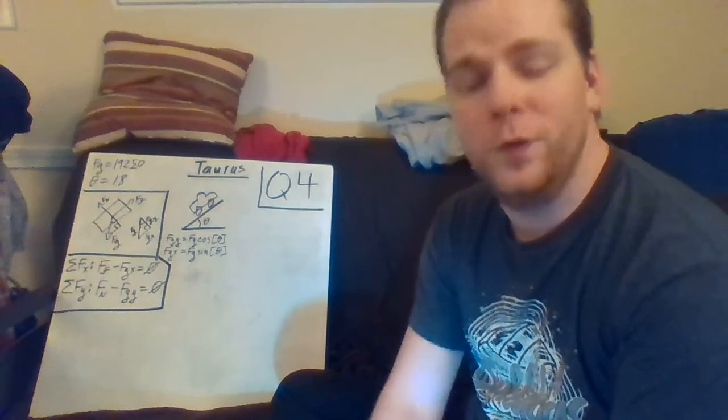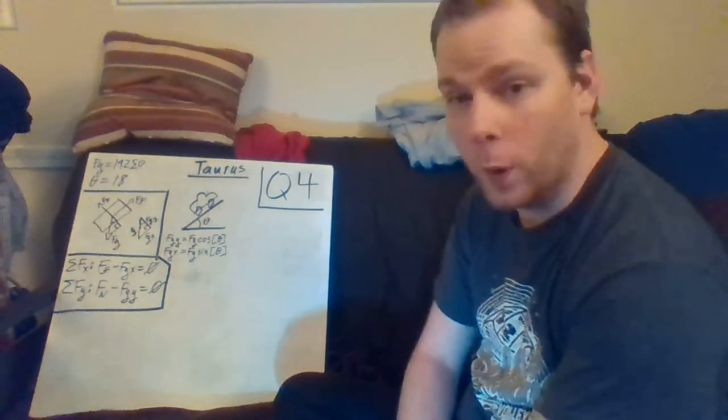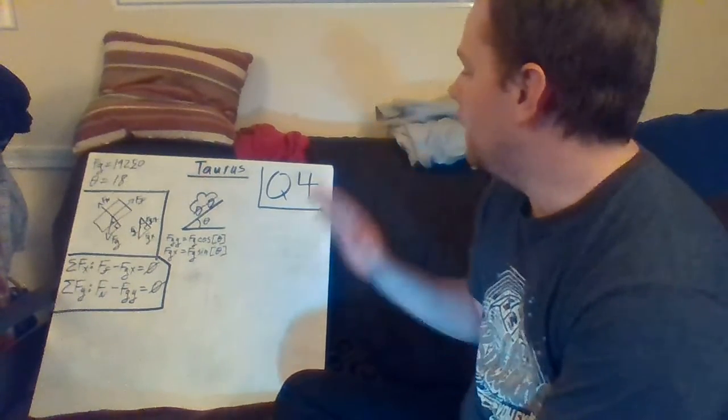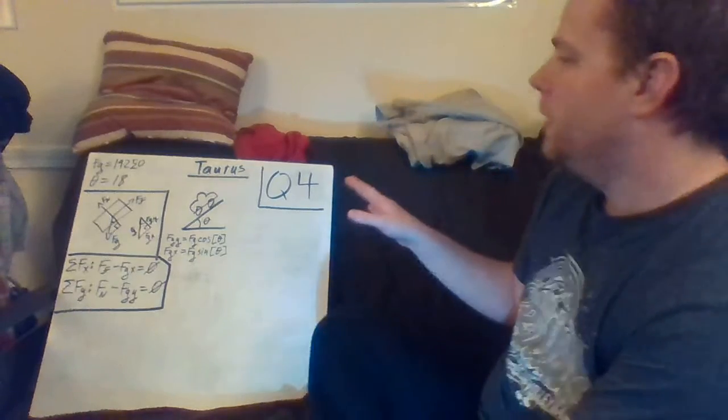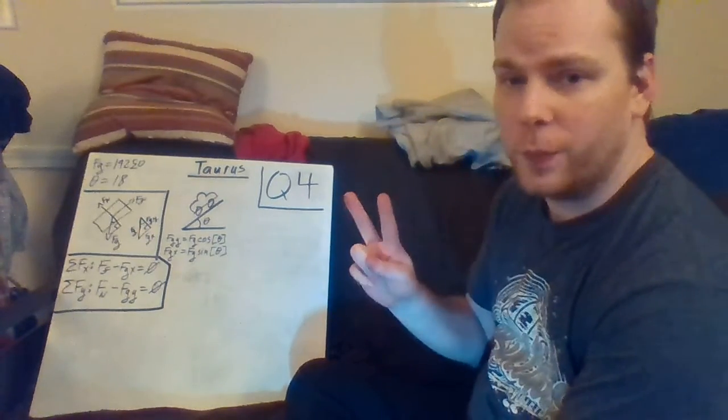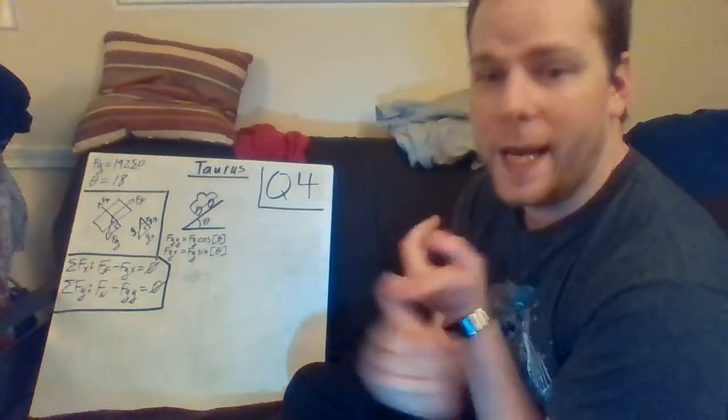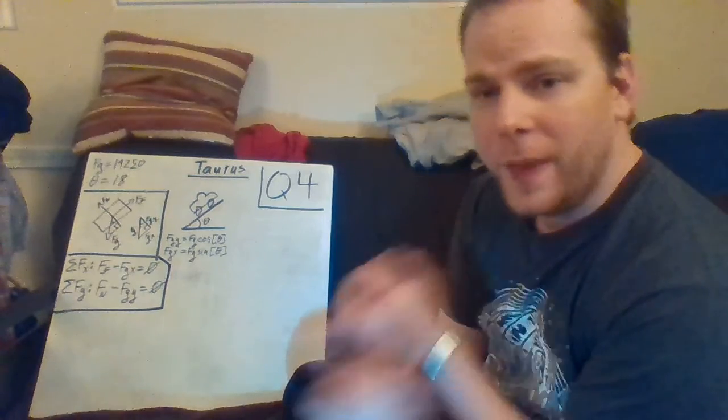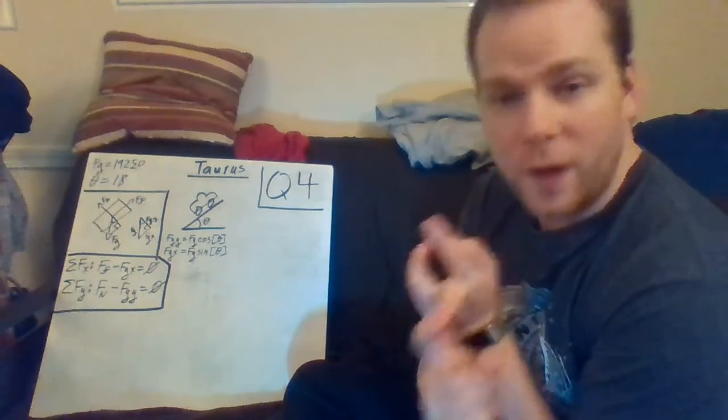Which brings us to the last quiz, Q4. Now, this is the torus problem. So I only gave you 2 numbers in this problem. I gave you the angle of inclination of the hill, and I gave you the weight of the torus.